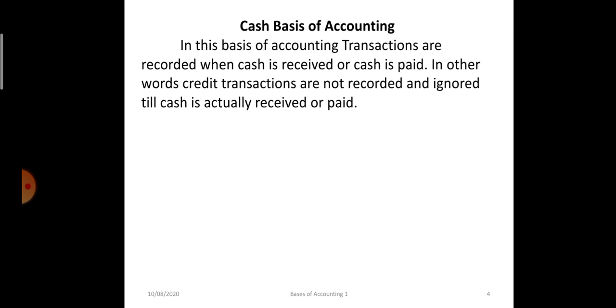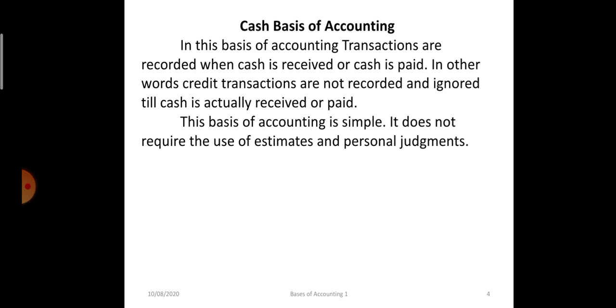I am again repeating, listen to this very carefully. Under the cash basis of accounting, only the cash transactions are recorded. If a transaction is entered into and the cash is not received or paid, we will not record it in the books of accounts. That means the credit transactions, we will not record until we have paid the cash or received the cash. So credit transactions are not recorded under the cash basis of accounting.